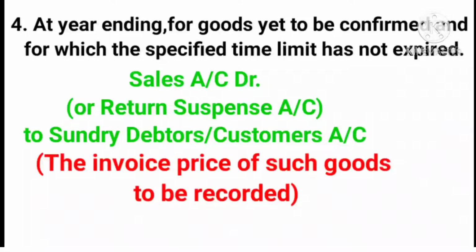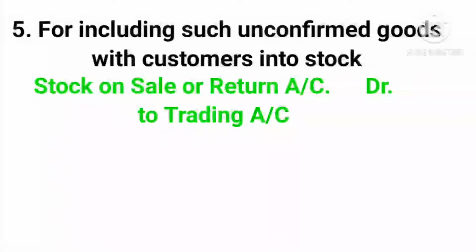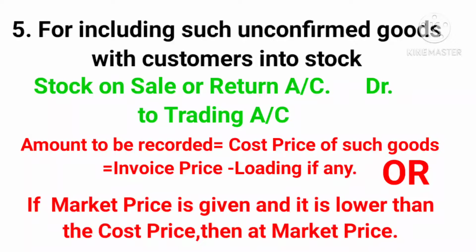For preparation of final accounts, the seller transfers the value of the unsold stock to closing stock by making some adjustment entry. Now we see what type of adjustment entry is to be made. So let me read number 5. For including such unconfirmed goods with the customers into stock, the seller records the journal entry as stock on sale or return account debit to trading account. The amount will be the cost price of such goods.